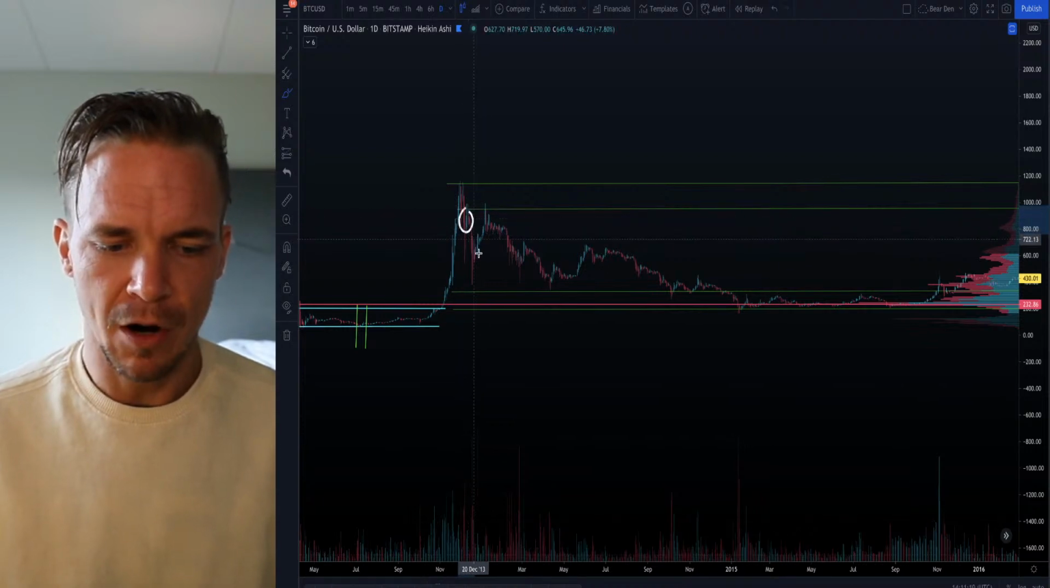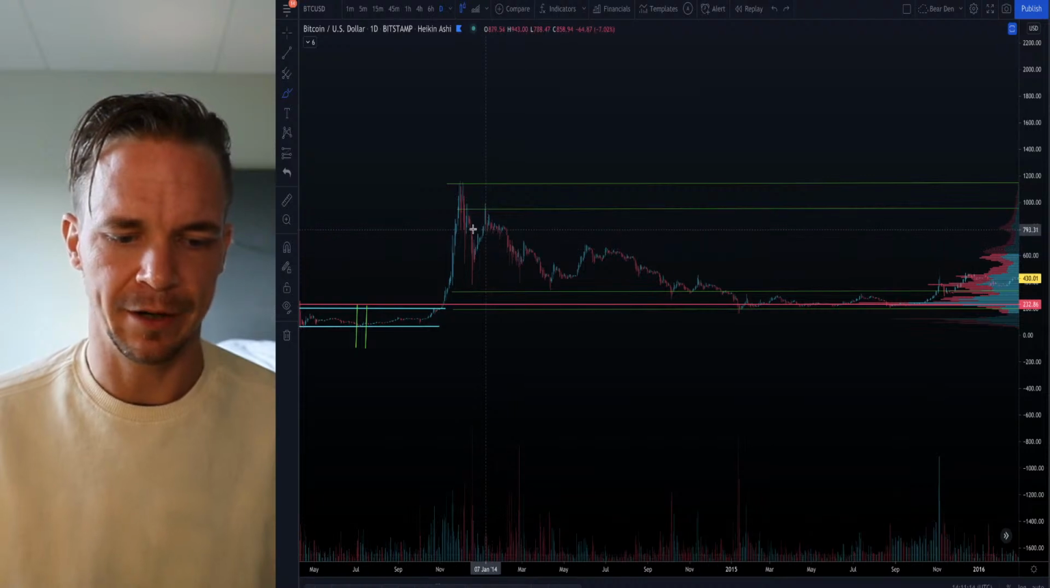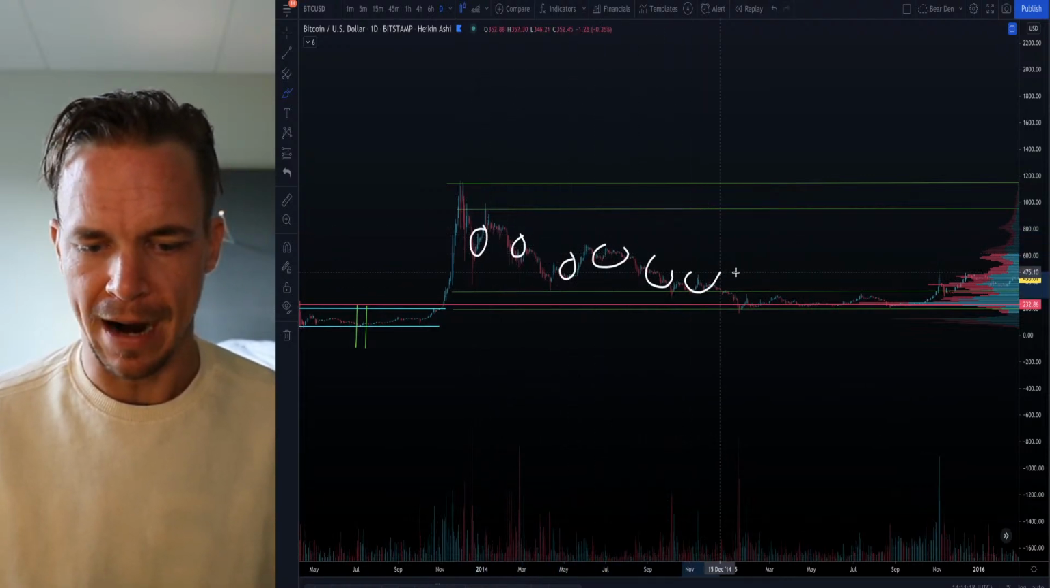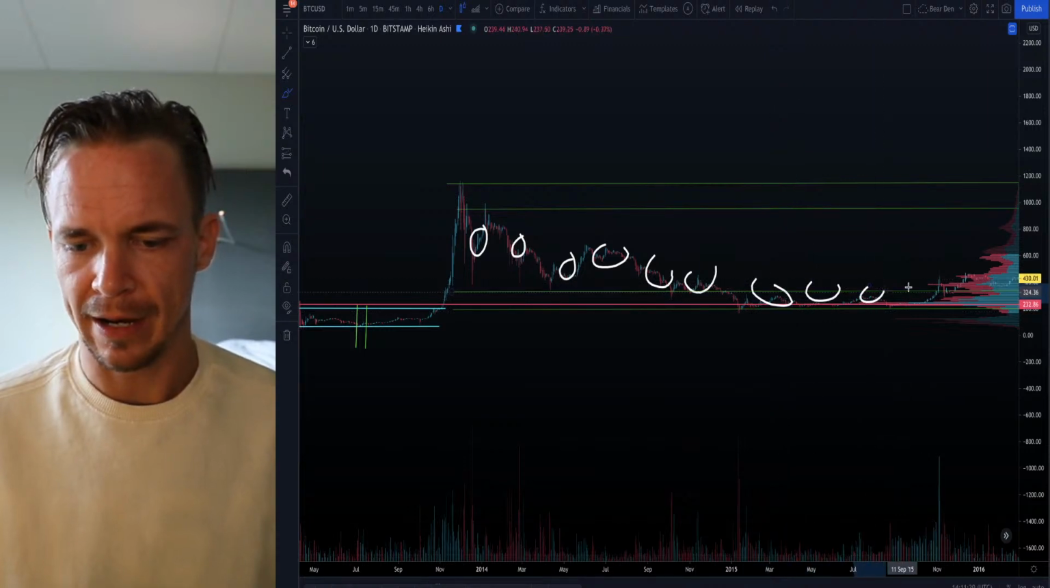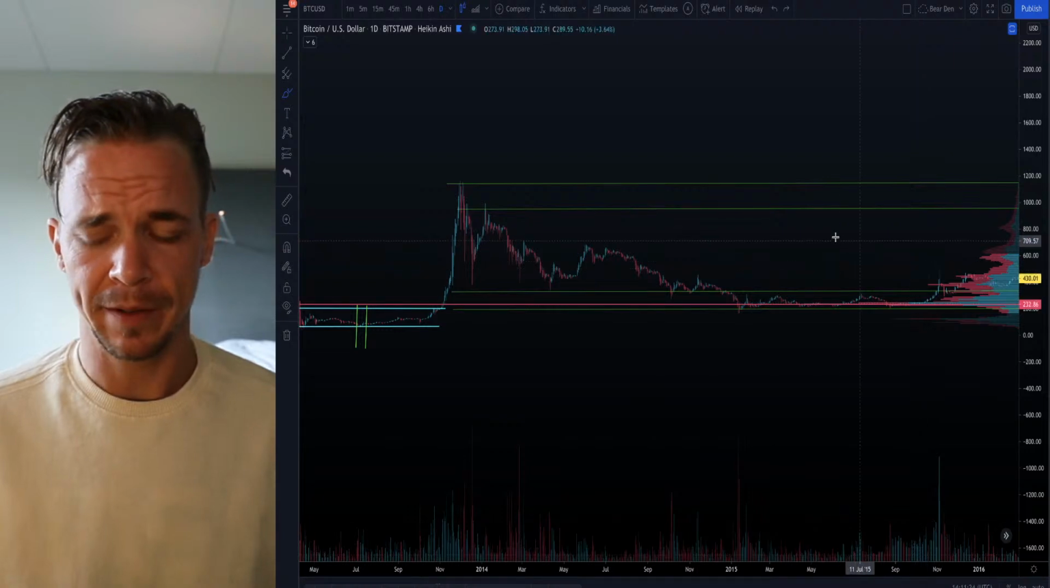But the best move is not actually to sell and to buy back. It's to go, well, if we are entering a bear market, the best thing for me to do is just every month buy and accumulate. That's what all the big players do, and that's how all the big players win the game.